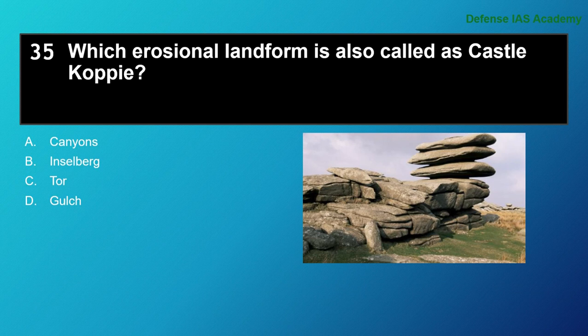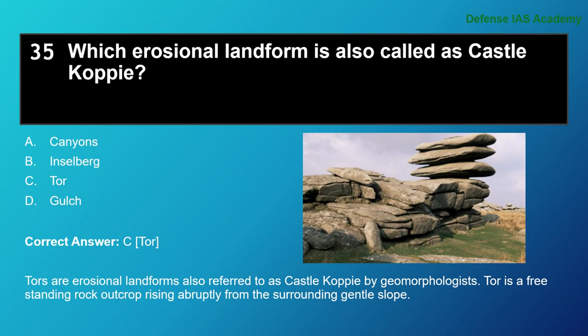Question 35. Which erosional landform is called a castle kopje? The answer to the question is option C, Tor. Tors are erosional landforms, also referred to as castle kopje by geomorphologists. It is a freestanding rock outcrop rising abruptly from the surrounding gentle slope.